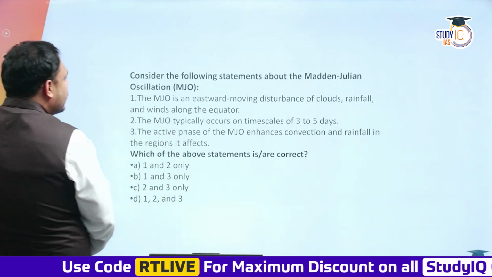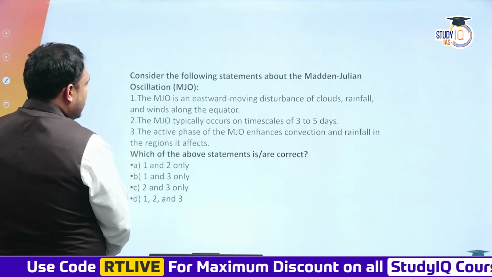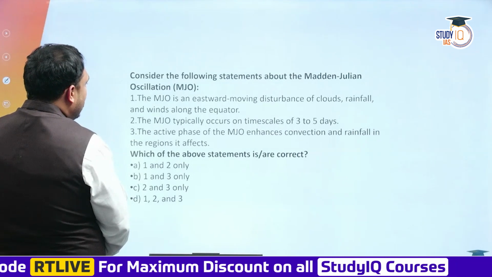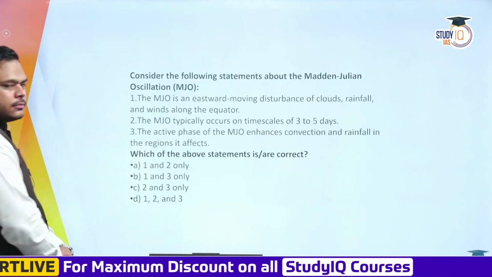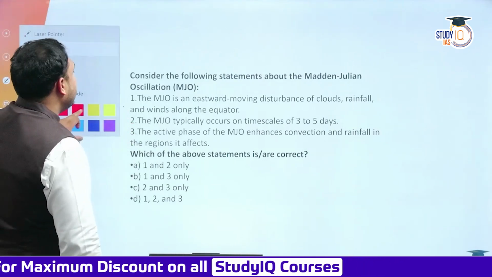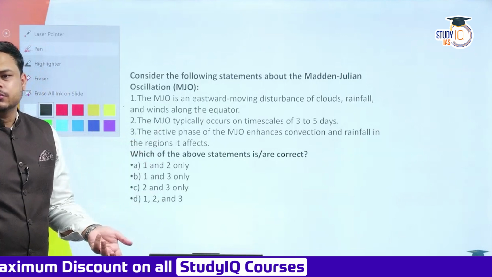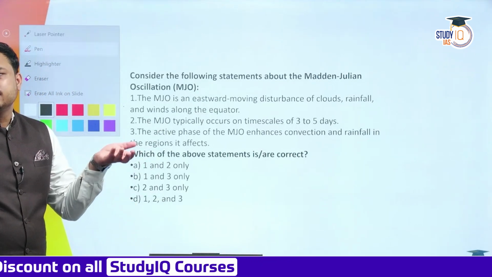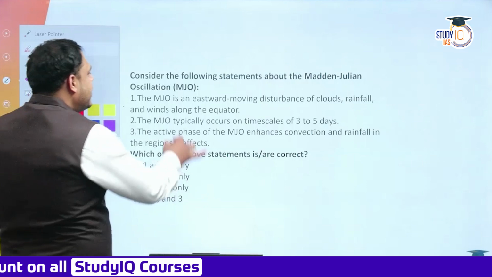MJO is an eastward moving disturbance of clouds, rainfall and winds along the equator. See, it is not along the equator, it could be. अब इंडिया में आ गया MJO, तो is it along the equator? Tell me. And it is moving where?